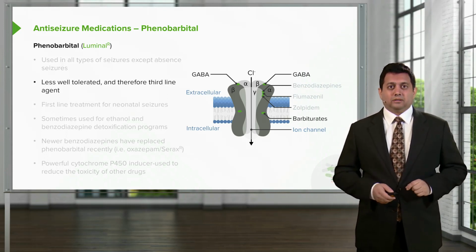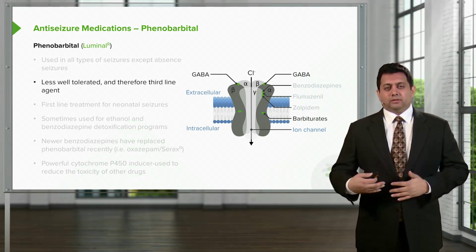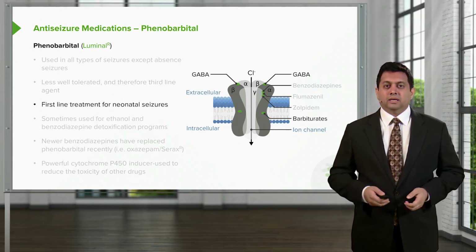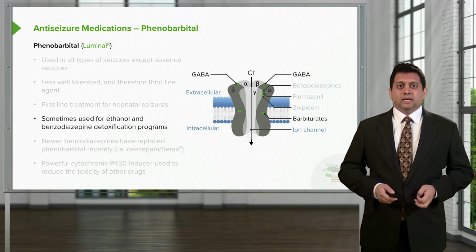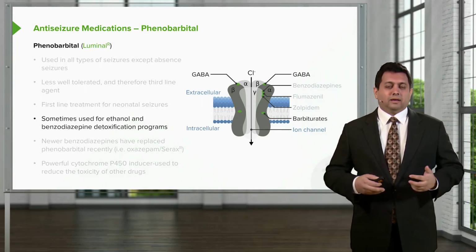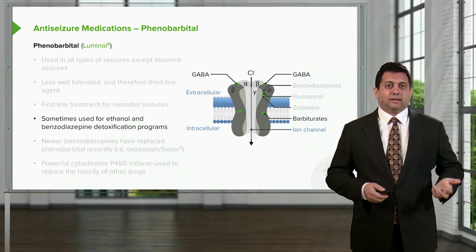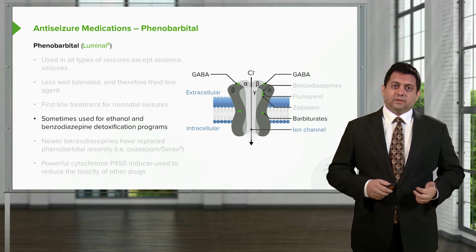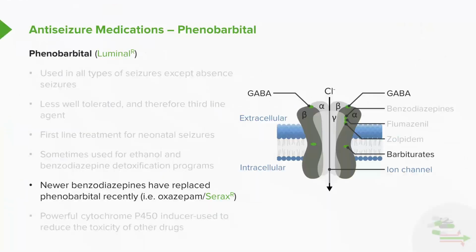It is less well tolerated, and therefore it's our third-line agent, even though it's very effective. It's our first-line treatment for neonatal seizures, and we sometimes use it for patients who have seizures secondary to ethanol withdrawal. And we do use it sometimes in detoxification programs. Newer benzodiazepines have replaced the use of phenobarbital, and that's mostly because the newer benzodiazepines are less sedating and they work quite well.